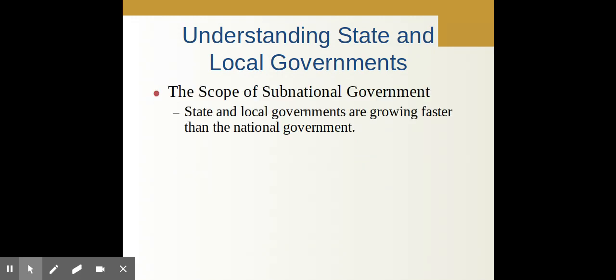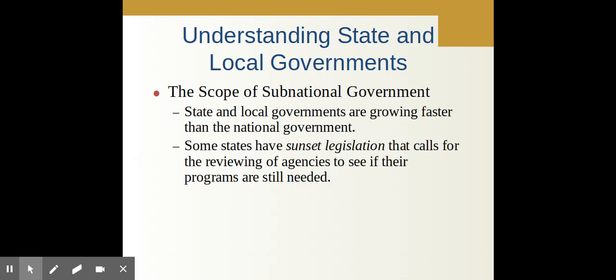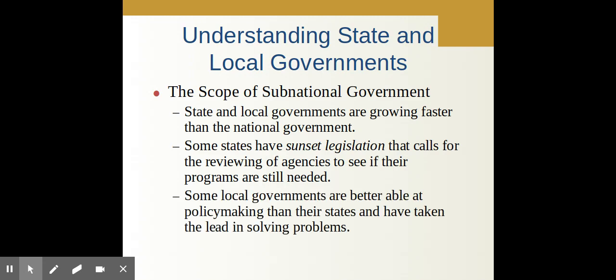State and local governments are growing faster than the national government, adding more and more services all the time to deal with changing populations. Some states have sunset legislation that calls for reviewing of agencies to see if their programs are still needed, which is probably a good thing so you don't have redundancy or programs that no longer work. Some local governments are better able at policymaking than their states, especially because even within states, you can have vastly different local communities.